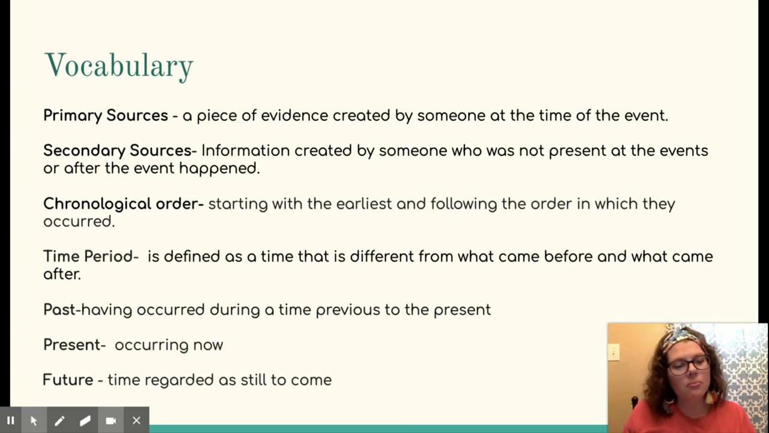Some new vocabulary we're going to be learning this week. A primary source is a piece of evidence created by someone at the time of the event. Secondary sources are information created by someone who was not present at the event or after the event has already happened. Chronological order, if you remember from last week, is starting with the earliest time and following the order in which the event occurred.